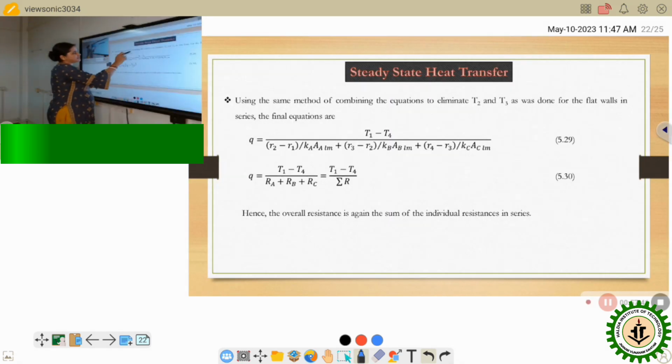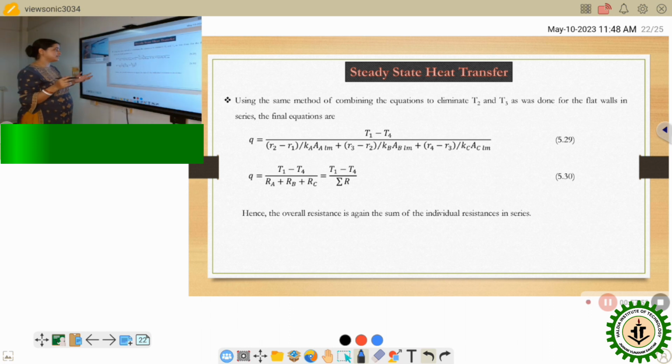So using the same method of combining the equations to eliminate T2 and T3 as was done for the flat walls. For flat walls also we did how to eliminate T2 and T3 just by adding all this: T1 minus T2 plus T2 minus T3 plus T3 minus T4. So T2 and T3 will get cut.